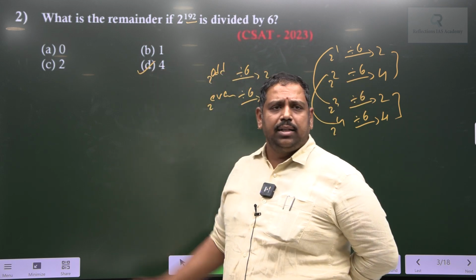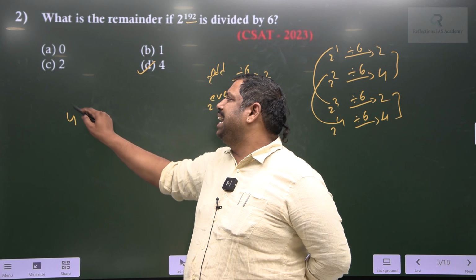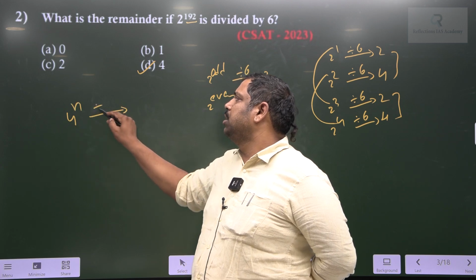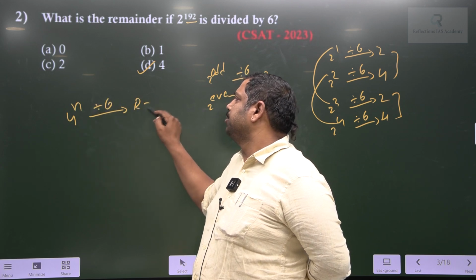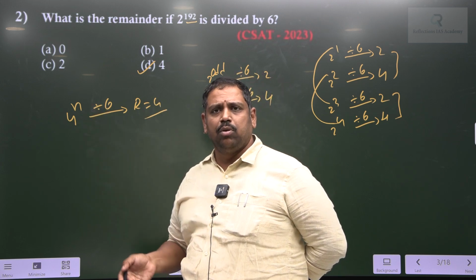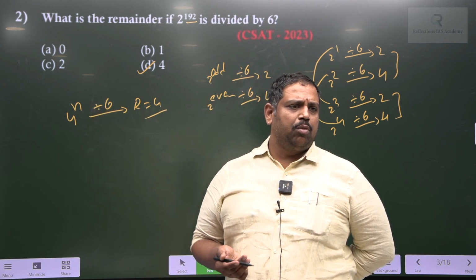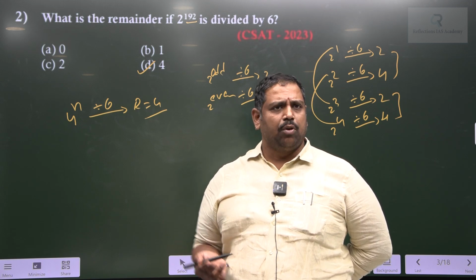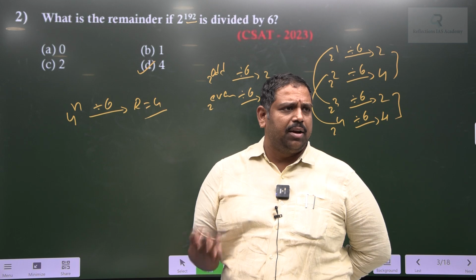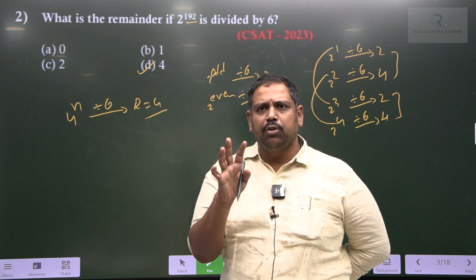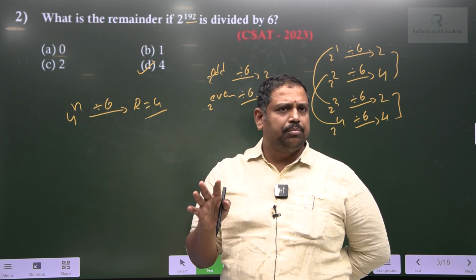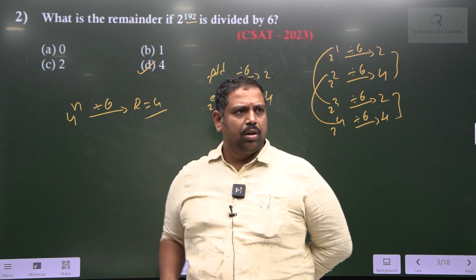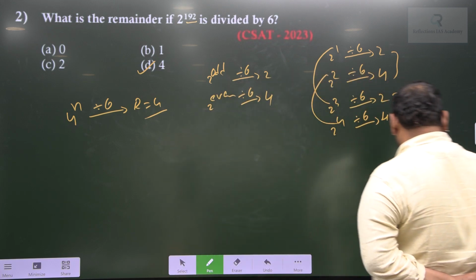Similarly, 4 power any natural number, if you divide with 6, the remainder is 4 only. 4 power 1 is 4. 4 square is 16; divided by 6, 6 twos are 12, the remainder is 4 only. 4 cube is 64; divided by 6, 6 tens are 60, the remainder is 4 only. Got it, all of you? Okay, let's go for the next one.